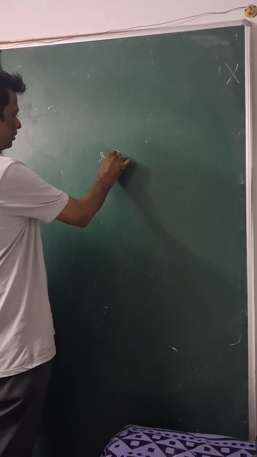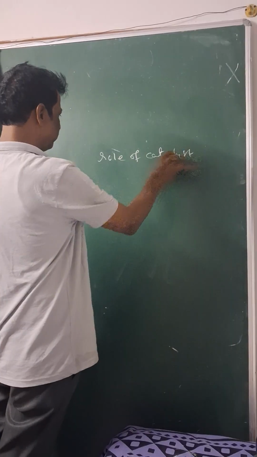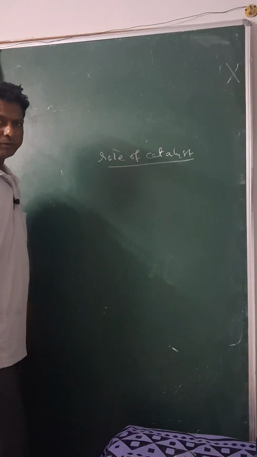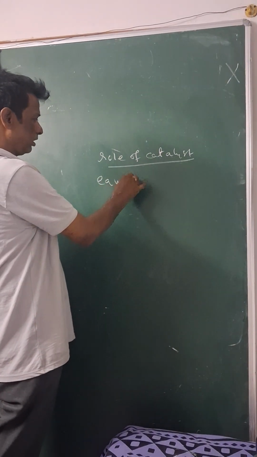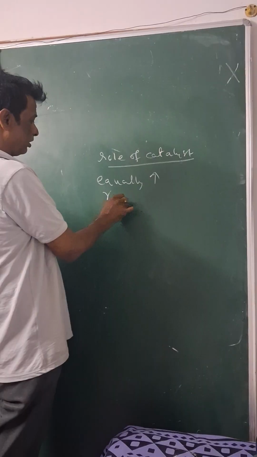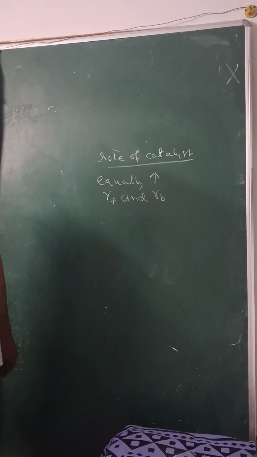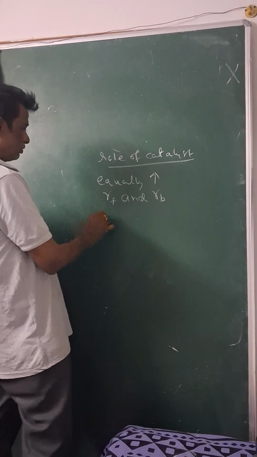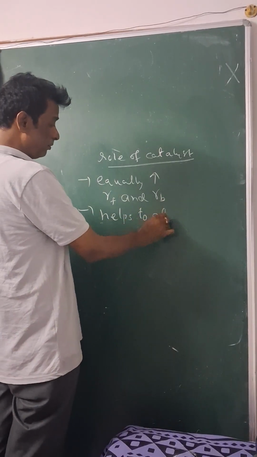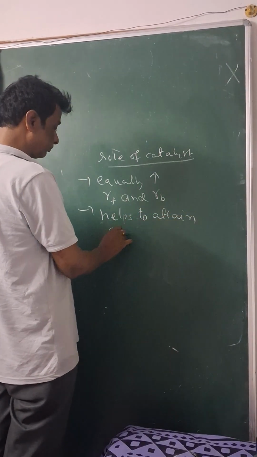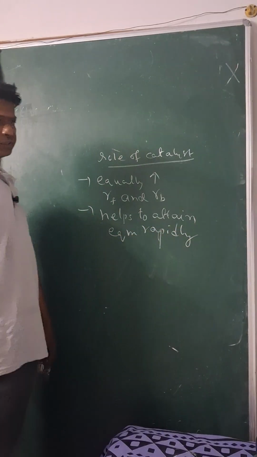Okay, what is the role of catalyst? Role of catalyst is it equally increases rate of forward and rate of backward. So in presence of catalyst, equilibrium is attained rapidly. It helps to attain equilibrium rapidly. Catalyst helps to attain equilibrium rapidly. That is the role of the catalyst.